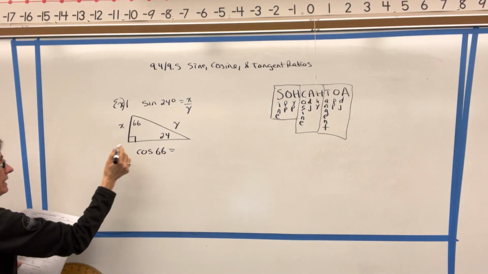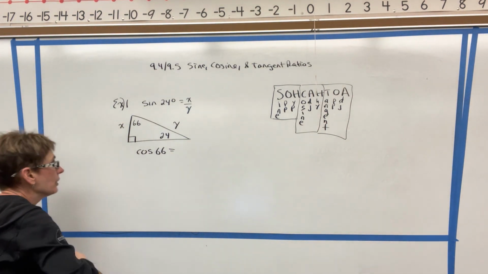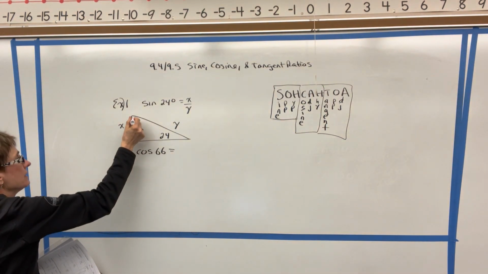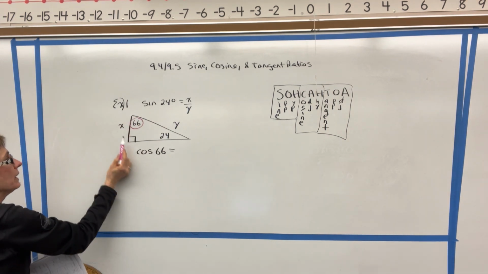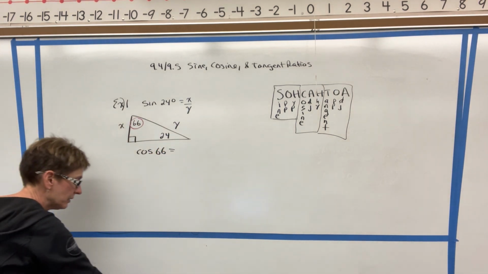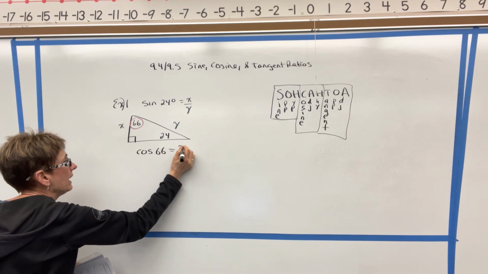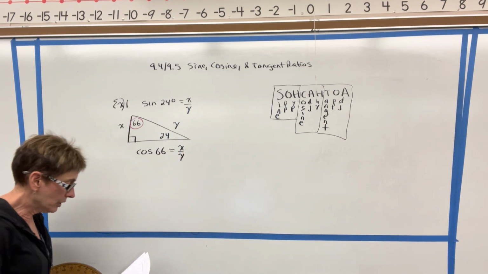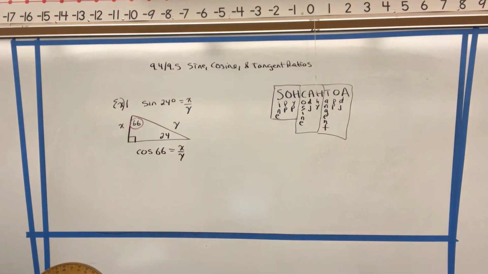Cosine means adjacent over hypotenuse. So if I'm at the 66 degree mark here and I do adjacent over hypotenuse, that is also going to be X over Y. So notice that it's the same fraction, but I have two different ways of describing it. I can describe it as either sine or cosine.